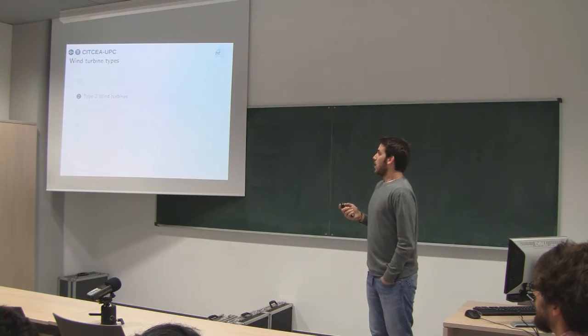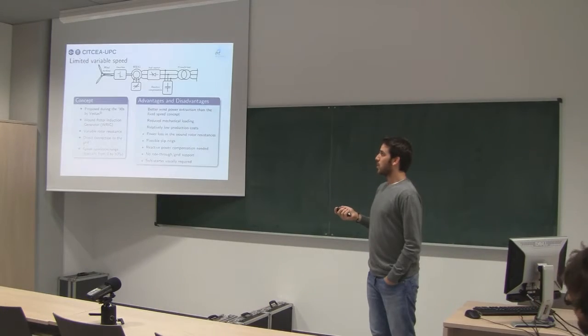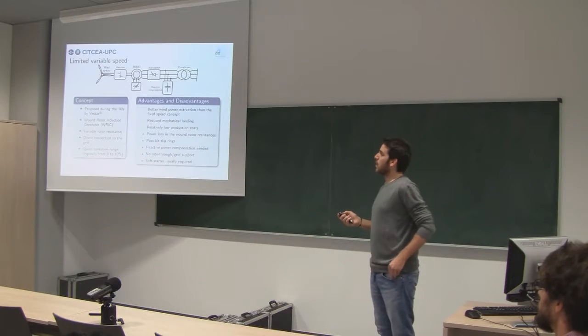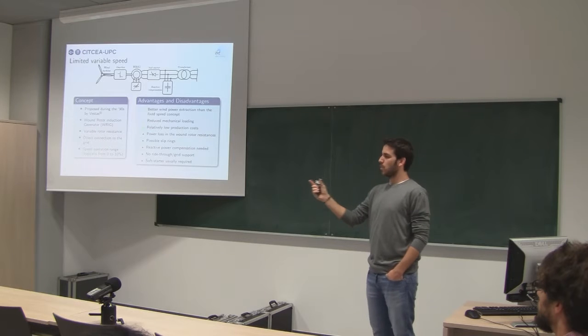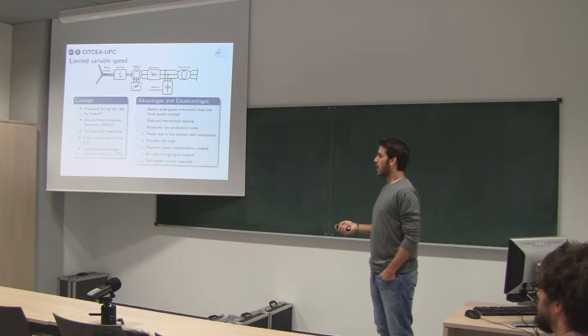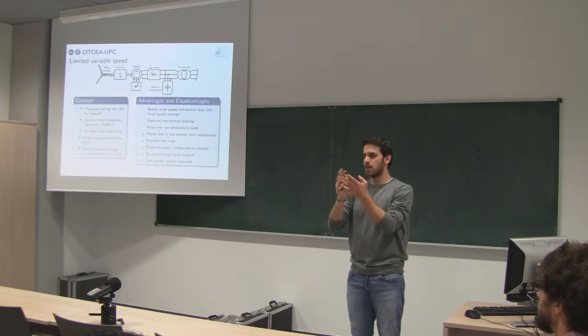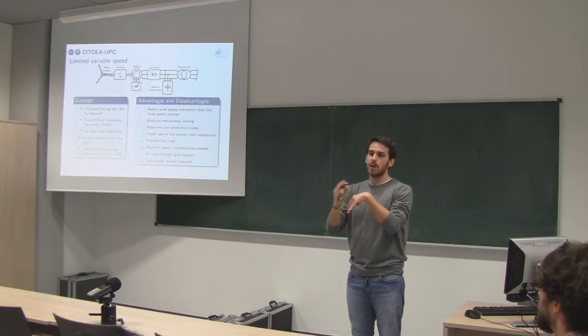Okay. Well, what is called Type 2? Type 2 is limited variable speed. This is a concept proposed by Vestas, also called OptiSlip, back in the 90s. The main difference between this and the previous one is that you have a speed operation range. The other one was operating at fixed speed, and this one is a bit different. You could move the operational speed between 0 and 10%.